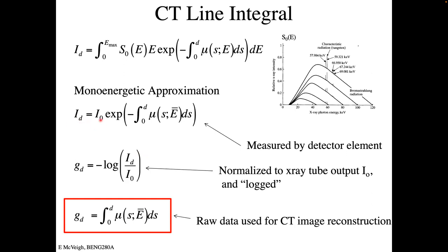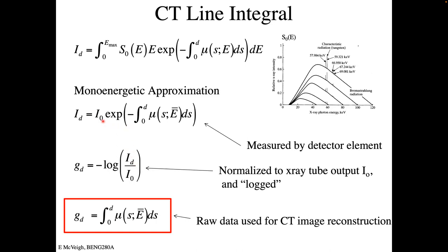We can simplify this equation to some extent by dividing both sides by I naught. So now I have a fractional change in intensity, which is just what I measure divided by what I put in. So this is a number between 0 and 1. So if half the photons get absorbed, this number would be 0.5, right?